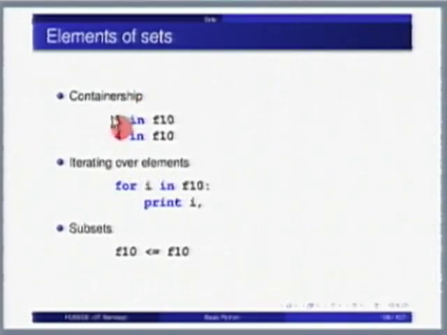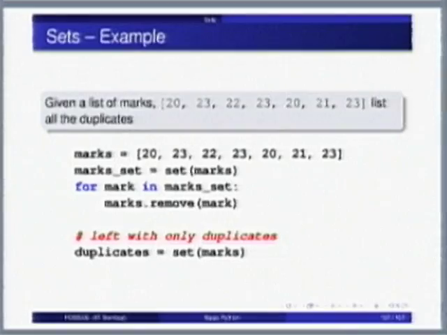This I have already illustrated. 1 in F10, 4 in F10. You can check for containership. You can iterate over the elements. For I in F10, print I. You can check for subsets.